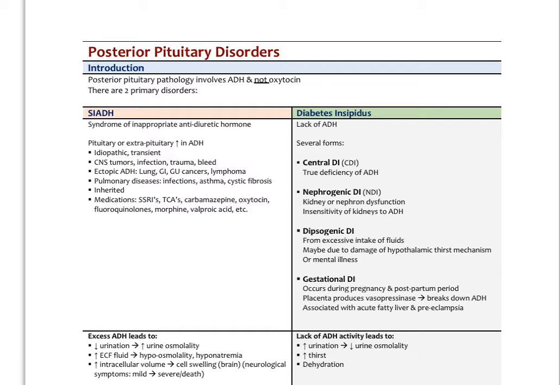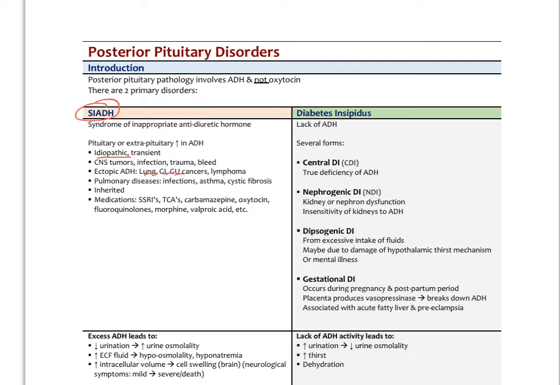Okay, in terms of posterior pituitary disorders, again, we're going to focus on ADH, and our two main disorders will be SIADH, syndrome of inappropriate antidiuretic hormone, and that's where we get a pituitary or an extrapituitary source of increased ADH. That can most commonly be idiopathic, often transient, but it can happen with CNS tumors, infection, trauma. We can have ectopic tumors in the lung, GI tract, genitourinary tract, and lymphomas that can secrete ADH. Pulmonary diseases, infections, asthma, cystic fibrosis can be associated with SIADH.